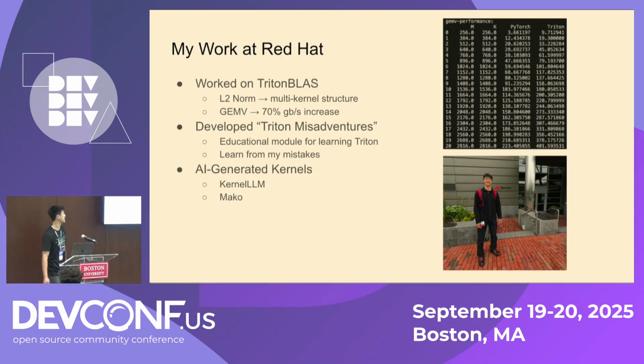And finally, to end it off, I was playing around with AI-generated kernels. There are tools like Kernel LLM and Mako. Mako does a lot of the generation as well as the benchmarking and validation portion of it. So it was also very nice to see how new tools are developing in the space of AI-generated kernels. But that's all I have for today, and I hope you learned a little bit about Triton.